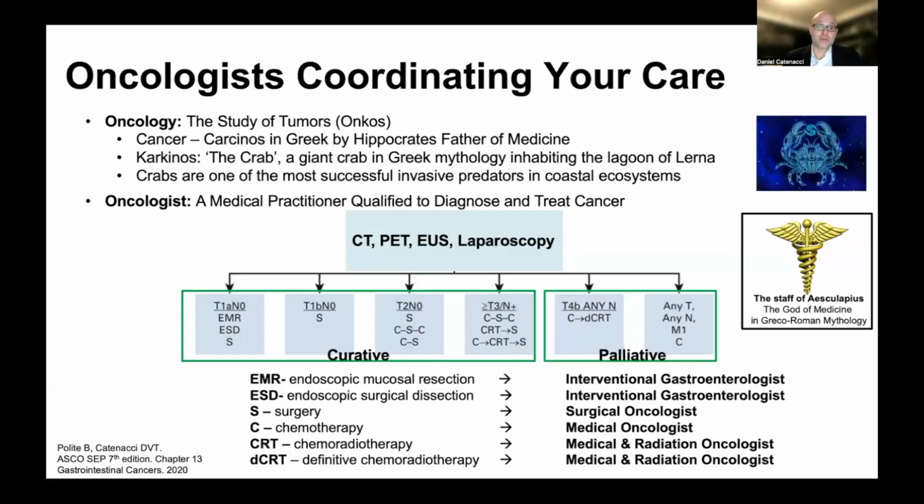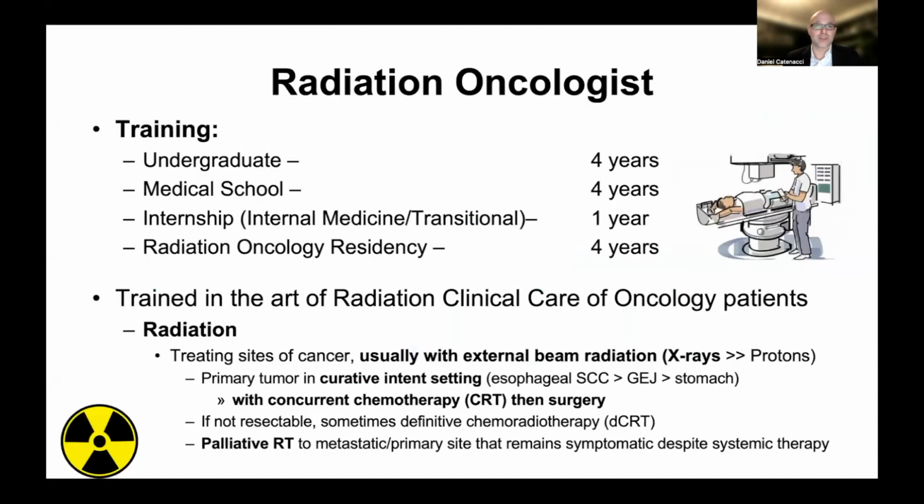So we went through the various situations of therapy in the curative setting versus the palliative setting, and the number of different specialists that are involved. And so, of course, we're going to be looking at the radiation component administered by radiation oncologists. We went through in previous videos the training that a radiation oncologist goes through, and that they are trained then in administering radiation in various forms.